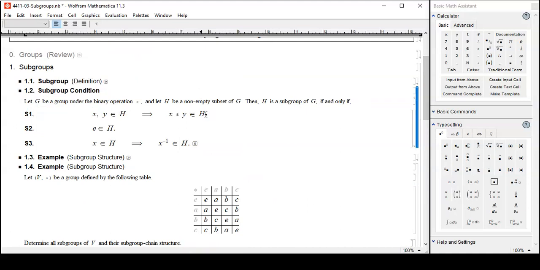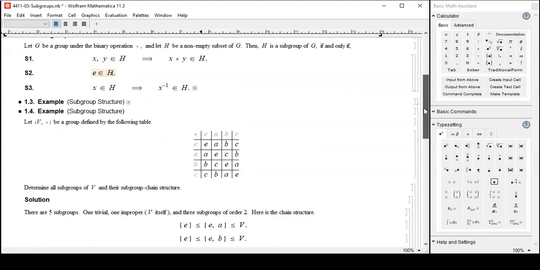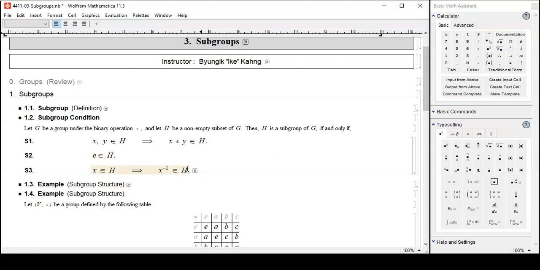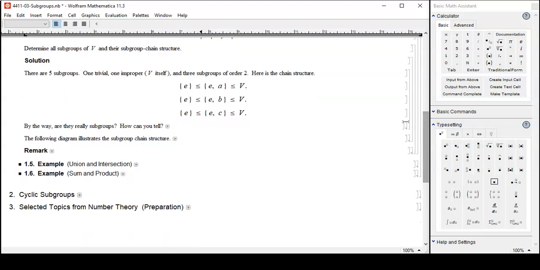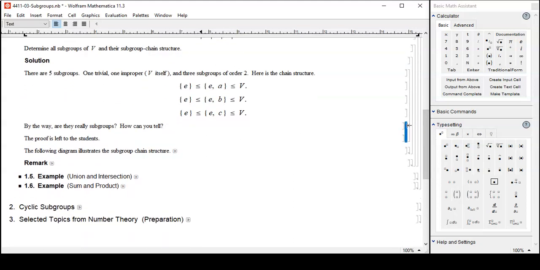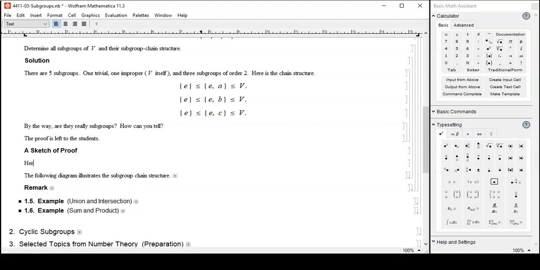Well defined. Okay, next. Identity. That's easy. They all have e, so no problem there. And then inverse. You can check all those manually. Let's see, can you do that? Oh, it's left to the students. Well, okay, all right.